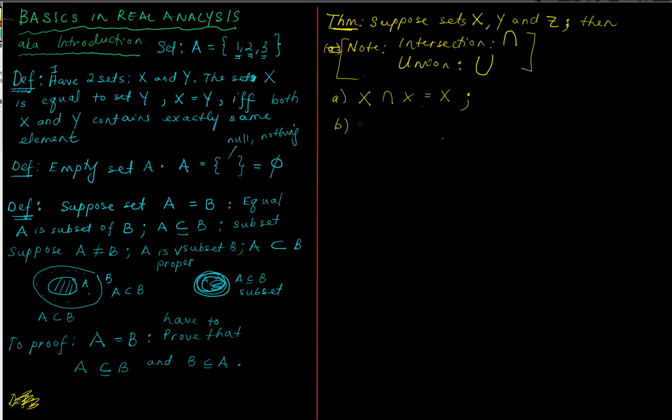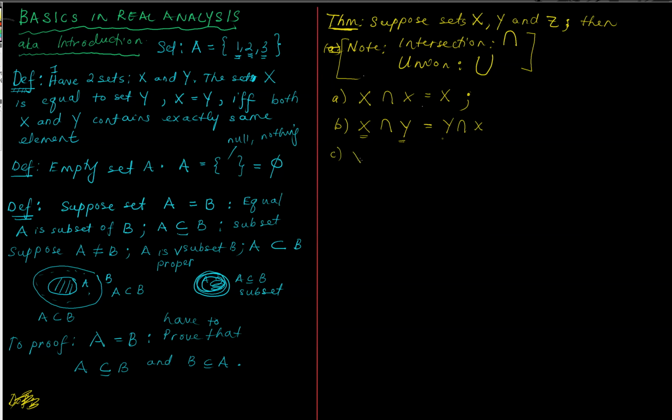Yes, it's idempotent. Suppose you have set X, but now you want to intersect with another set. That means you need to have common elements in X and Y. That's the definition, right? This is going to be Y intersect X. This is, in math, the commutative property, right?